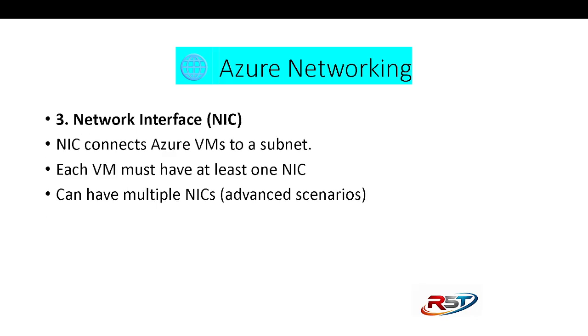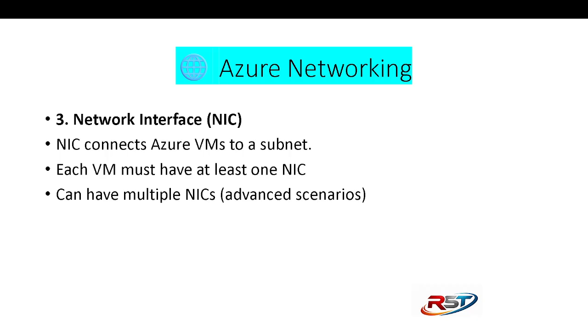Like that we create the subnets. Network interface, NIC. A NIC connects Azure VMs to a subnet. When you create a VM, each VM is associated with a NIC, and that connects it to a subnet. When you create a VM, it connects to one subnet, and each VM must be associated with one NIC. Each VM must have at least one NIC, compulsory.